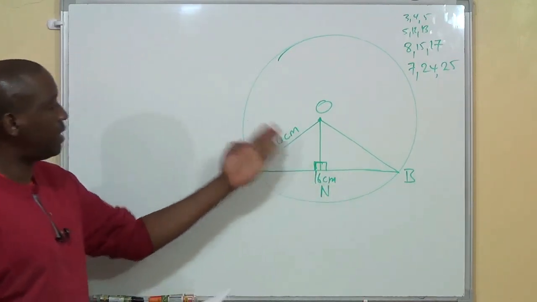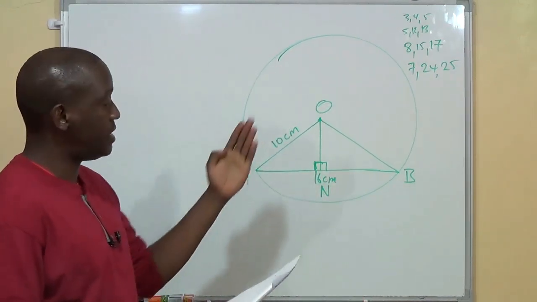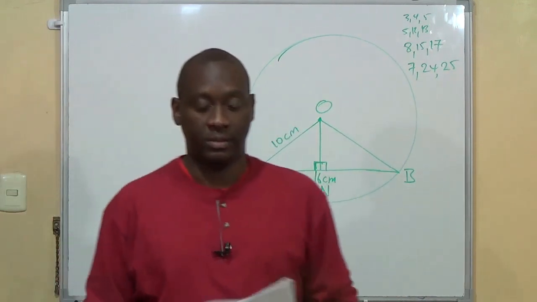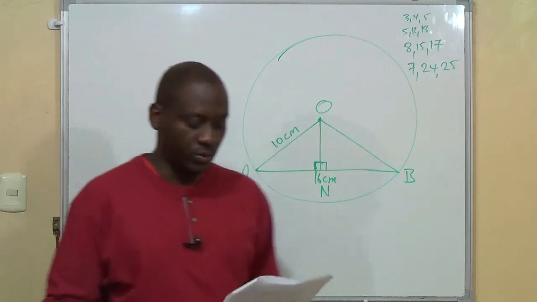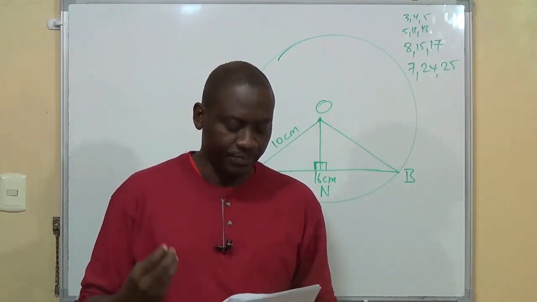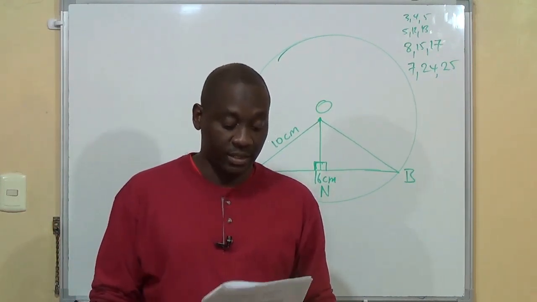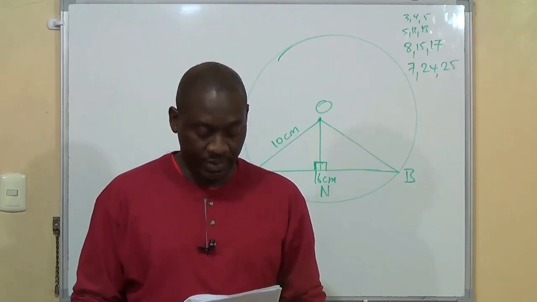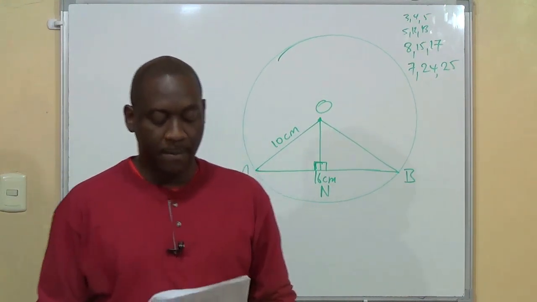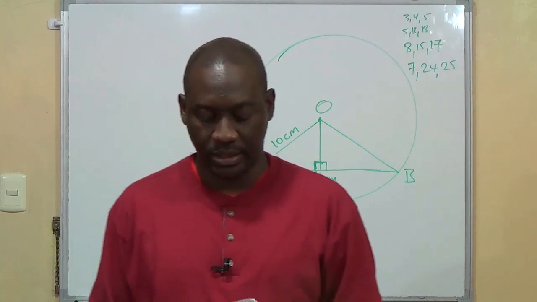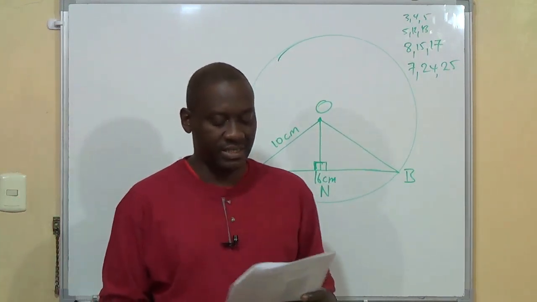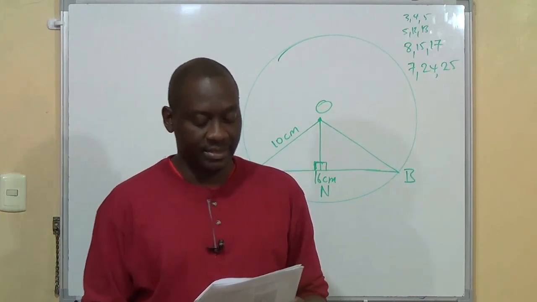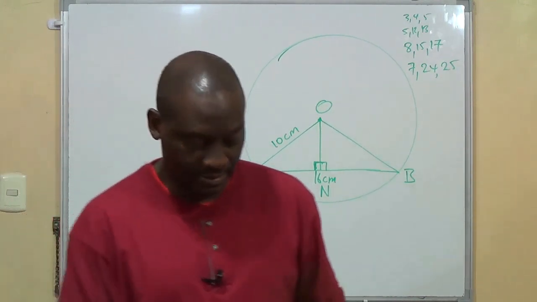Alright, so we have the diagram for the question as replicated here on the board. You have a circle with certain triangles and stuff inside there. So the question reads as follows. The diagram above shows a circle with center O. A line ON is drawn perpendicular to AB. OA is equal to 10 centimeters and AB is equal to 16 centimeters. The length in centimeters of ON is.